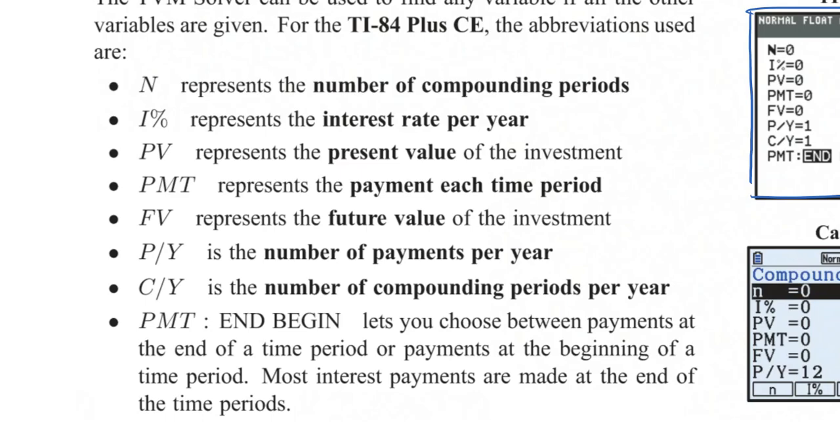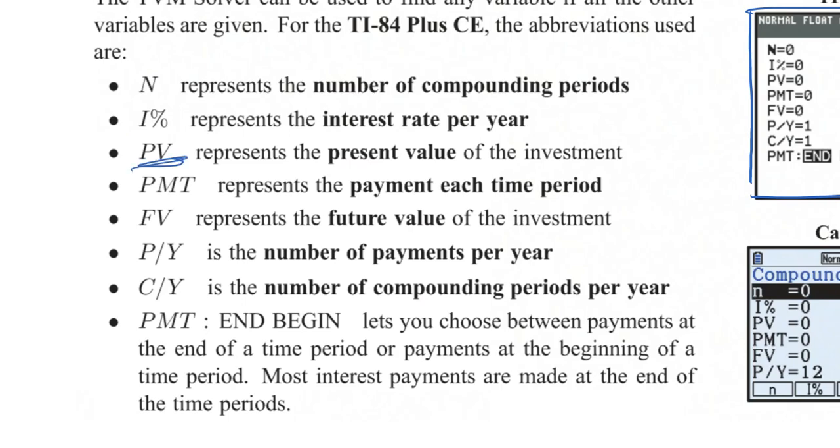First thing is N. N is the number of compounding periods. If it's compounded annually, it'll just be the number of years. If it's compounded monthly, for example, and we have it over 2 years, then N would be 24, because we are using both bits of information to work out the total number of compounding periods. This I with a percentage is the yearly interest rate.